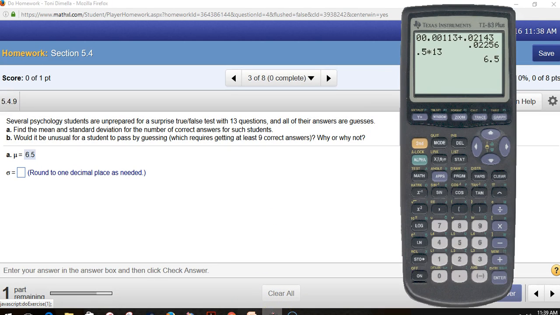Now let's find our standard deviation. P times Q times N, the order does not matter. And then I need to take the square root. And I get 1.8.